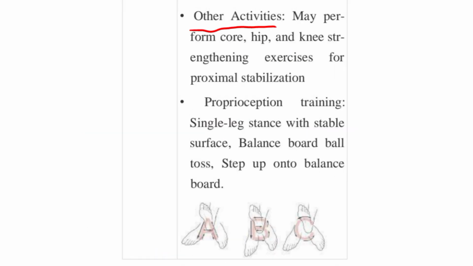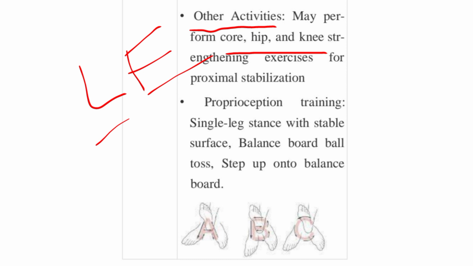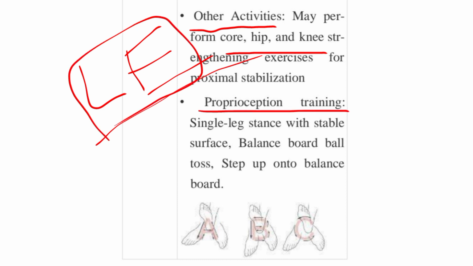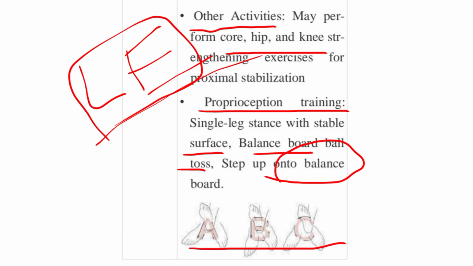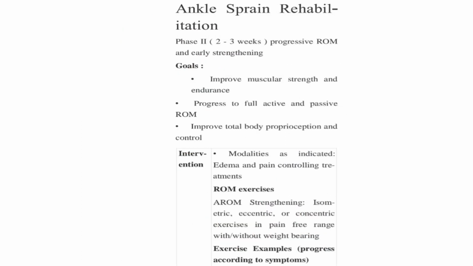Other activities may include core, hip and knee strengthening exercises, which means lower extremity strengthening exercises are also very important. Proprioception training: single leg stance on a stable surface, balance board, ball toss, step up onto a balance board. Balancing of the patient is important. These are the movements that the patient can perform, in the A, B, and C directional movements.